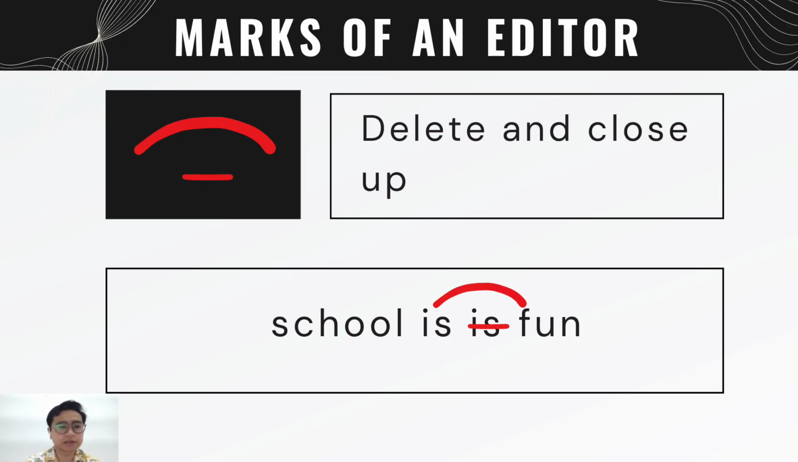First up is the delete and close up mark. Especially in writing news, we need to keep our sentences short and direct. So if you want to remove unnecessary words, if there are some redundant terms, or if you want to delete a letter in a word, we use the delete and close up mark. For this example, the writer accidentally wrote "to" in his or her phrase. So we remove it by using the delete and close up mark.